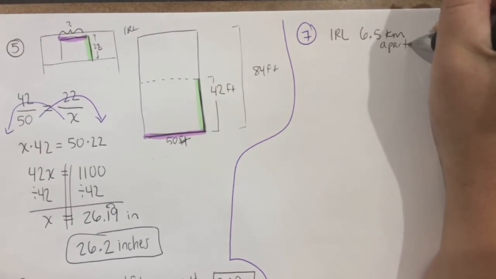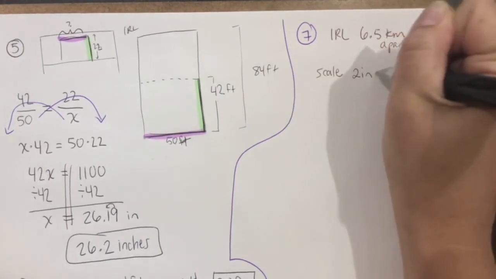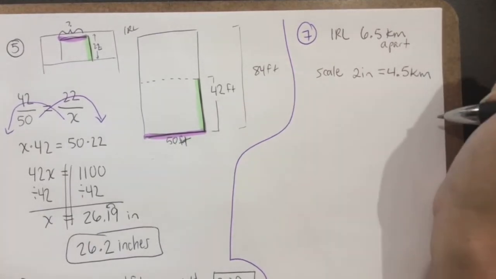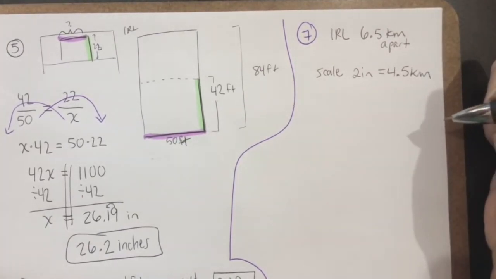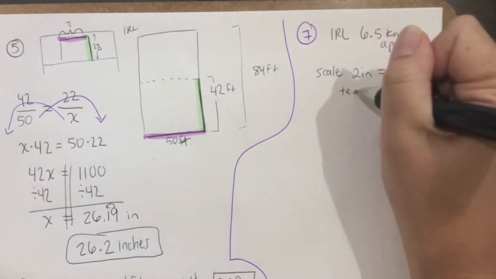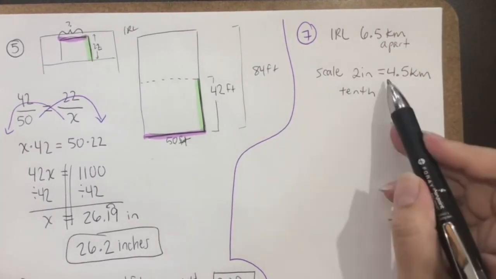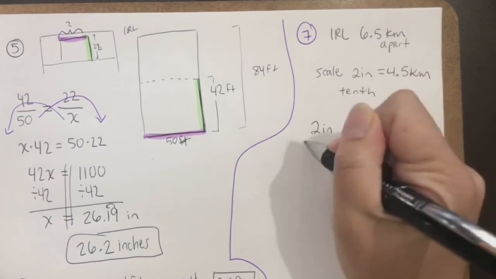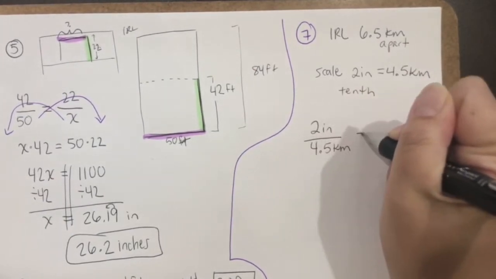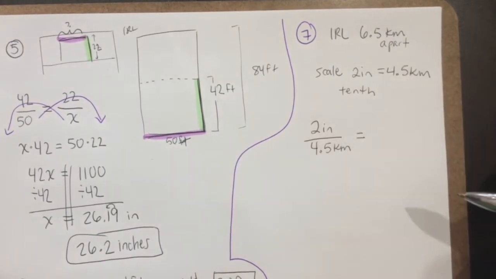Using the scale shown in the table, the scale is 2 inches is equal to 4.5 kilometers. How far apart will the two cities appear on the map? And then round to the nearest tenth, if necessary. So let's set up our equal ratios. 2 inches is to 4.5 kilometers as 6.5 kilometers is to some number of inches.